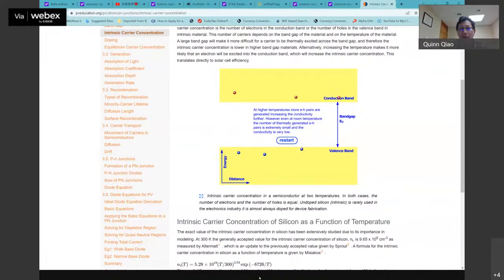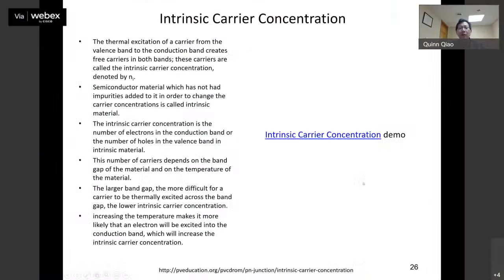Now let me go back to my slides. This is what I just showed you: the temperature actually affects how many intrinsic carriers there are. At room temperature, you have about 10 to the power 10 electrons and holes in pure silicon wafers, per cubic centimeter. That's what you see there.